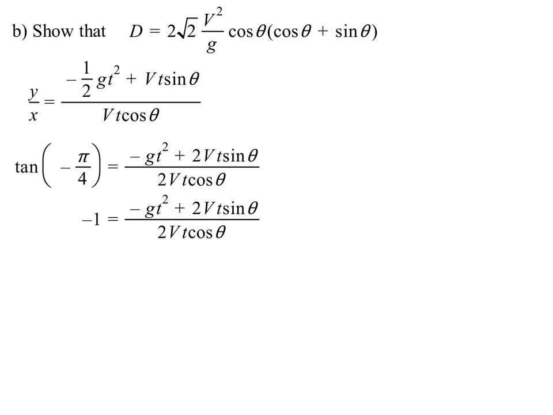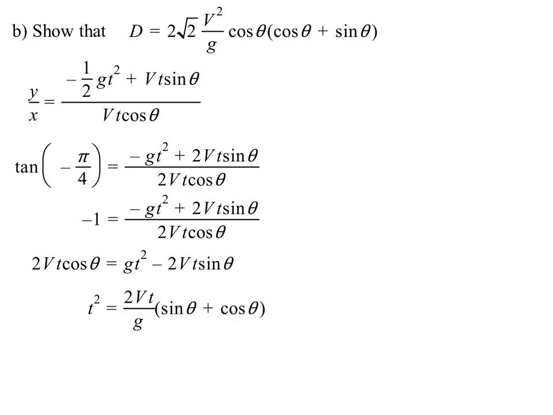So now I can hopefully rewrite this and get what we need. So 2vt cos theta is gt squared minus 2vt sine theta. I've got a quadratic. Well, I've written it slightly different, but t squared is 2vt on g times sine theta plus cos theta. Okay, this is good. We've got sine theta plus cos theta in the answer, so maybe we're heading somewhere. So I can divide both sides by t, because I know t is not 0. You can't take off and land instantaneously. So I know it's a positive number as well. So I can just divide through by t. So I now know t is that expression, 2v on g times sine theta plus cos theta.